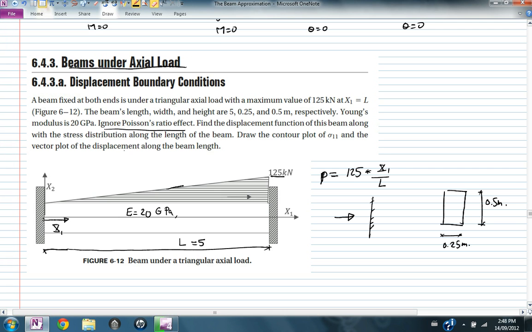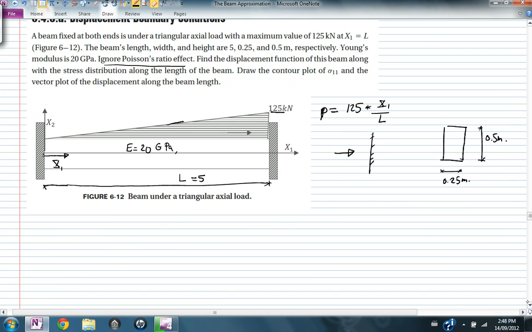Now, this is a beam under axial load, and I would like to first find the equation of equilibrium that I need to solve. In order to find the equation of equilibrium, I will take a sliver of the beam and find the forces acting on that sliver of the beam. So this is a sliver of the beam. Its length is delta x1. Right here I have a normal force. The normal stress is equal to sigma 1. And right here I have sigma 1 plus a little bit more.